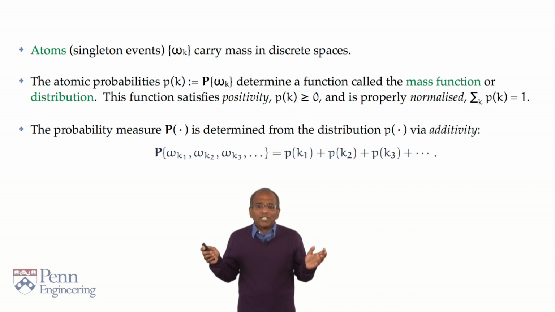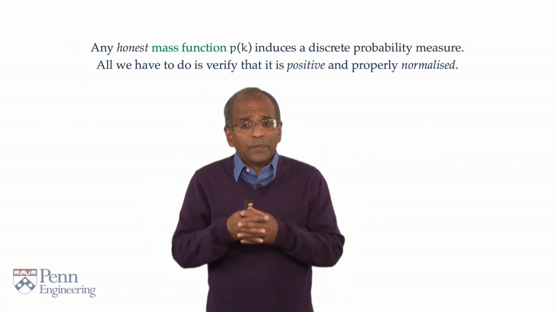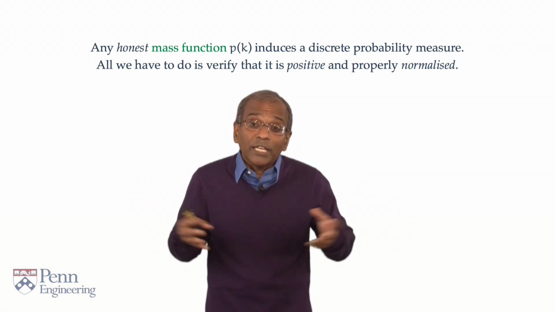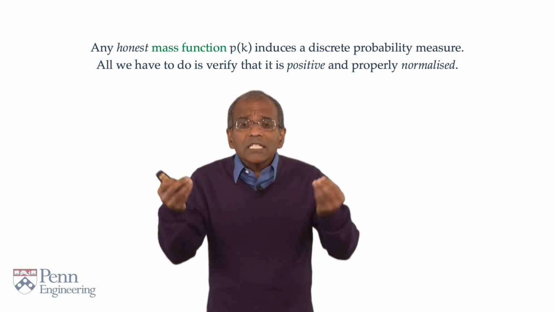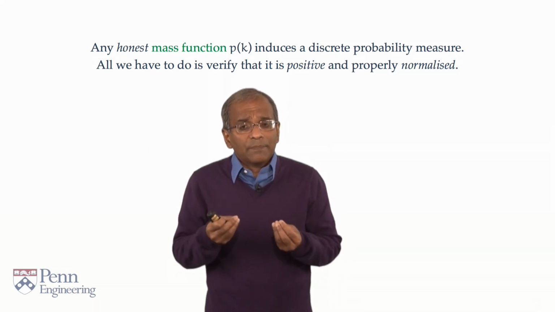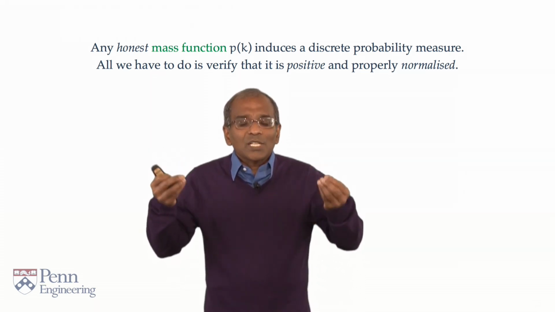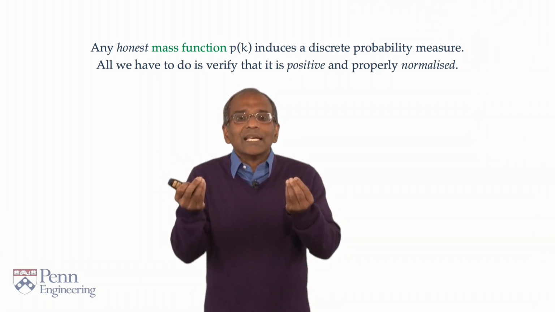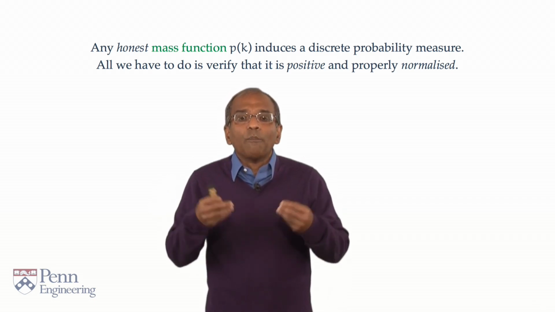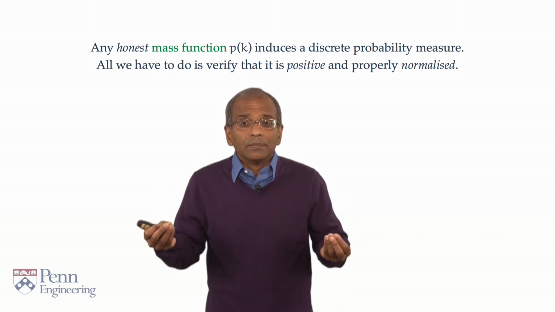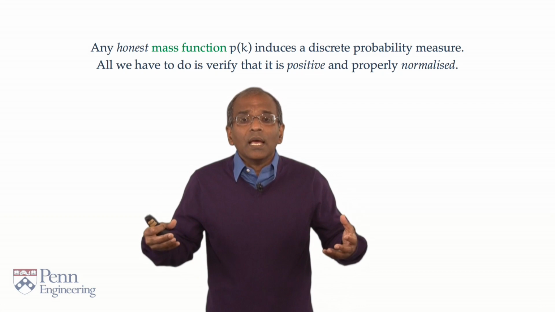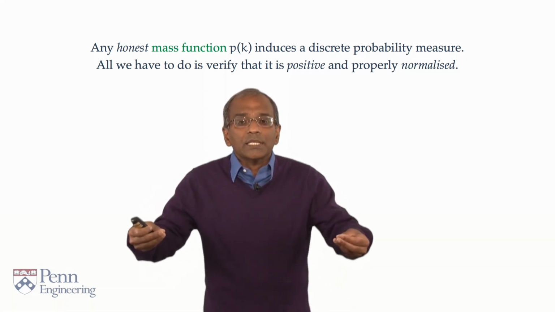Now, this is a political age, and therefore we need some slogans to go along with our course. So here's our slogan. Any honest mass function p of k, defined on the integers, induces a discrete probability measure for some space. What is an honest mass function or honest distribution? Well, what makes it honest is that it satisfies the fundamental axioms of positivity and normalization. With such a mass function in hand, all we do to construct probabilities is simply add up atomic probabilities for the event at hand.